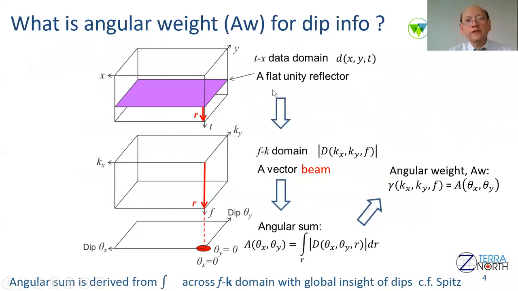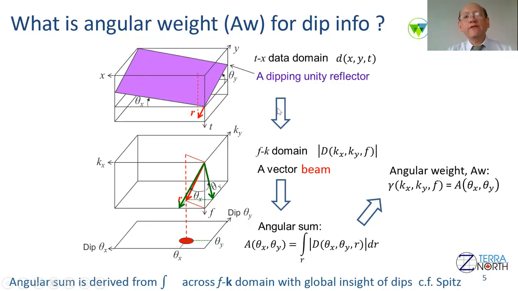What is angular weight for dip information? Suppose you have a flat unity reflector in the TX domain. The Fourier transform of it will give you the energy as a vertical beam in the FK domain, as indicated in red. If you integrate radially, you will get the angular sum by this equation. And you will see a dot here in the dip domain.